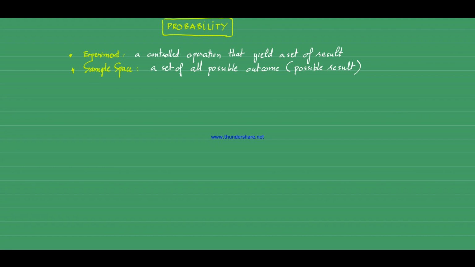And the third one is the event. The event is a subset of the sample space. And most of the time we use the letter E to represent an event.